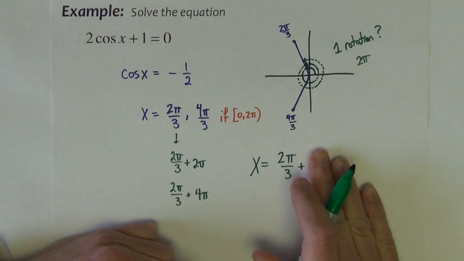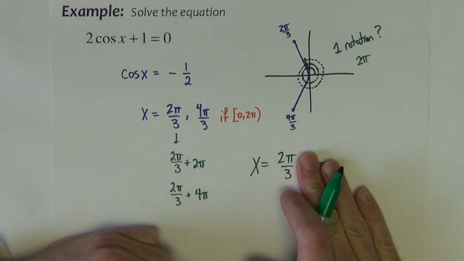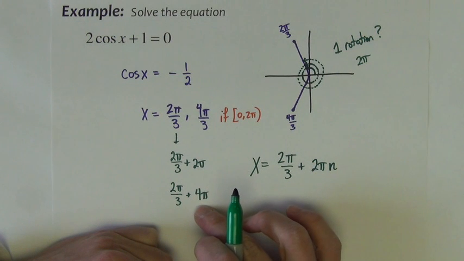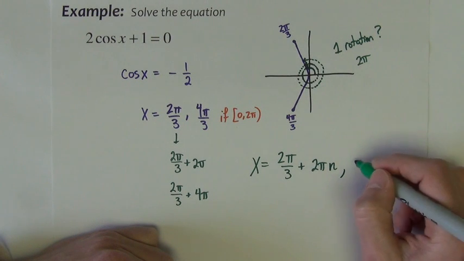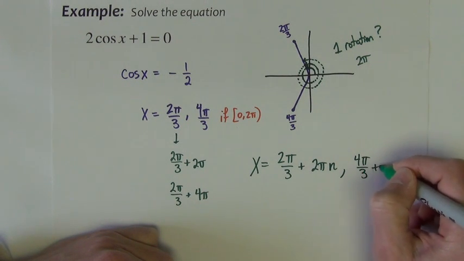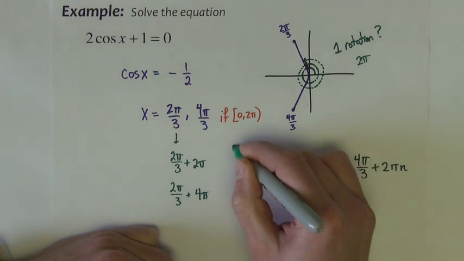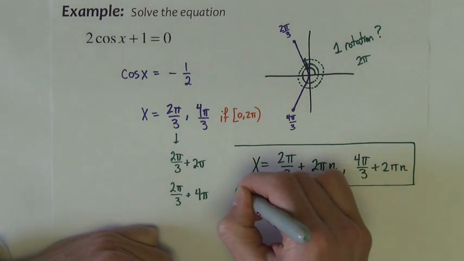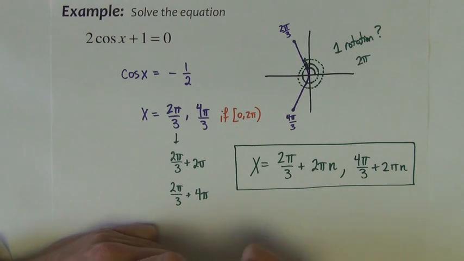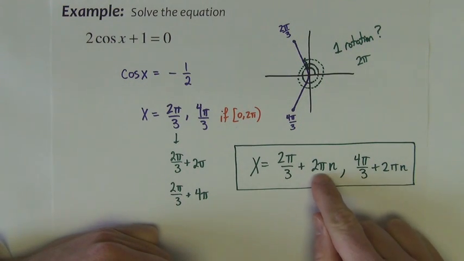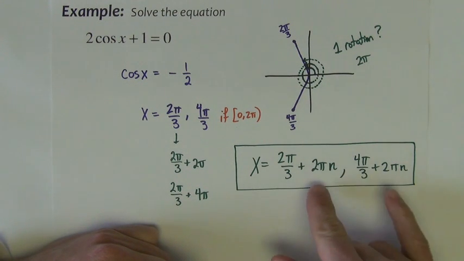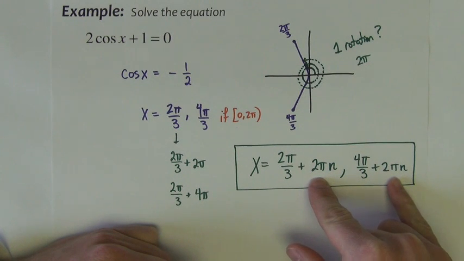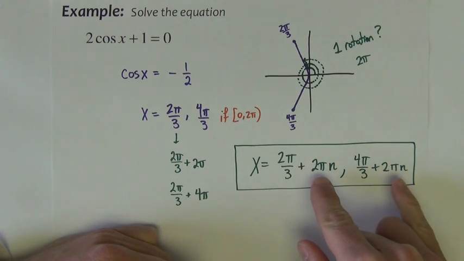Okay? If n is 0, then we just have that. If n is 1, we have that. If n is 2, we have this. If n is 3, we have a third time around, etc. So that's a solution. The other solution is found the same way. It's 4 pi over 3 plus 2 pi n. Okay, so that addition of the term 2 pi n accounts for multiple revolutions around the circle. It's what we want to do when we're asked to solve the equation, not over an interval, but just solve the equation, all solutions.